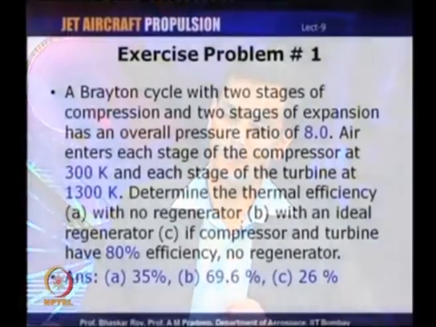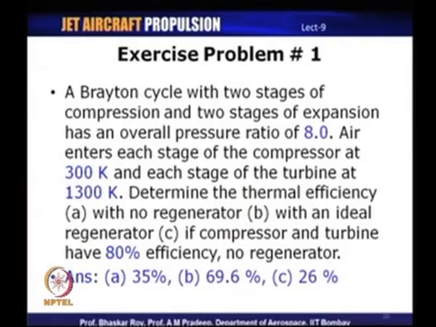So, I have a few exercise problems for you to solve based on our discussion and the tutorial that we had today. So, you have 4 different problems as exercise problems. The first one is for a Brayton cycle. A Brayton cycle with 2 stages of compression and 2 stages of expansion has an overall pressure ratio of 8. Air enters each stage of the compressor at 300 Kelvin and each stage of the turbine at 1300 Kelvin. Determine the thermal efficiency, part A with no regenerator, part B with an ideal regenerator, part C if the compressor and turbine have 80% efficiency each with no regenerator.